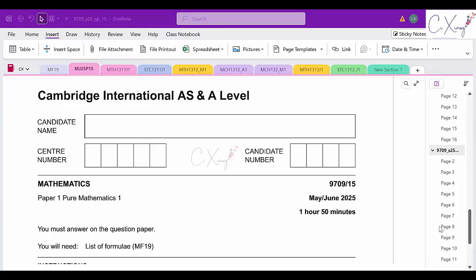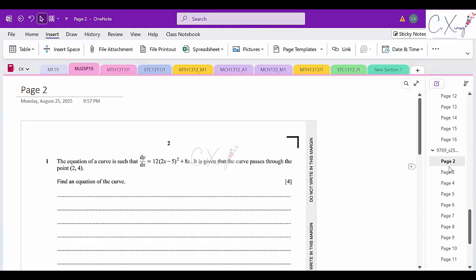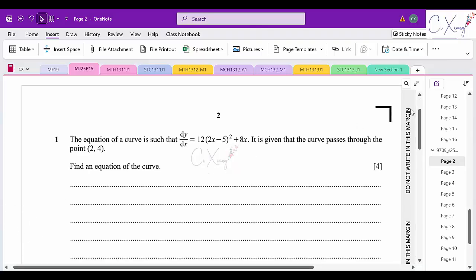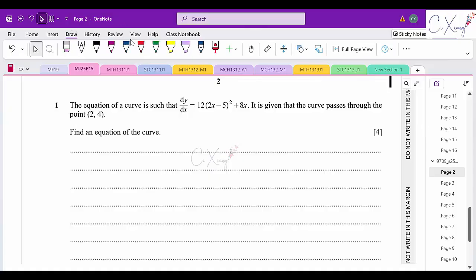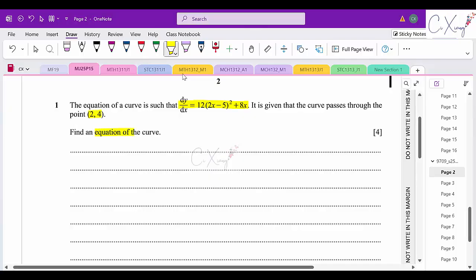Right. So in this video we'll be discussing the May-June 2025 Paper 1-5. Question number 1. We are given the equation of a curve and also the dy/dx of the curve. It is given that the curve passes through a point. This is the passing point for the curve. Find the equation of the curve.